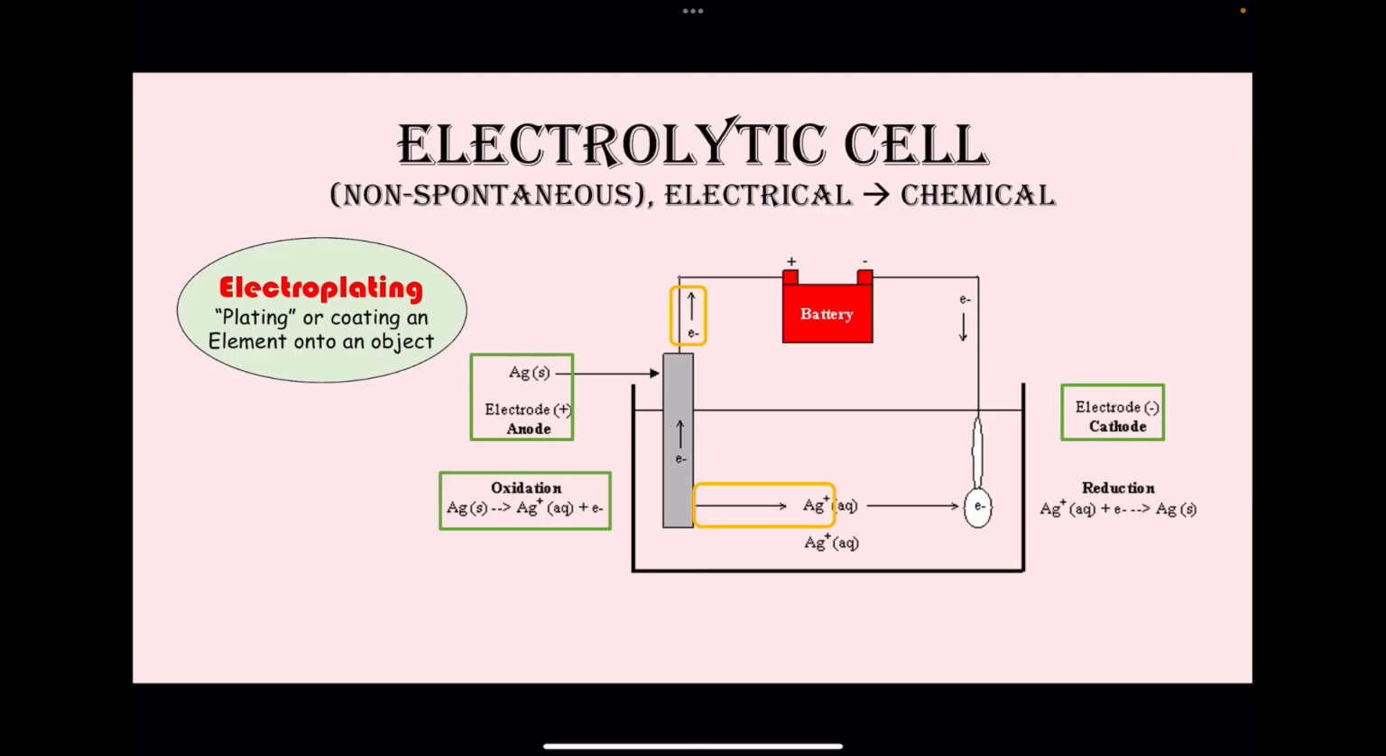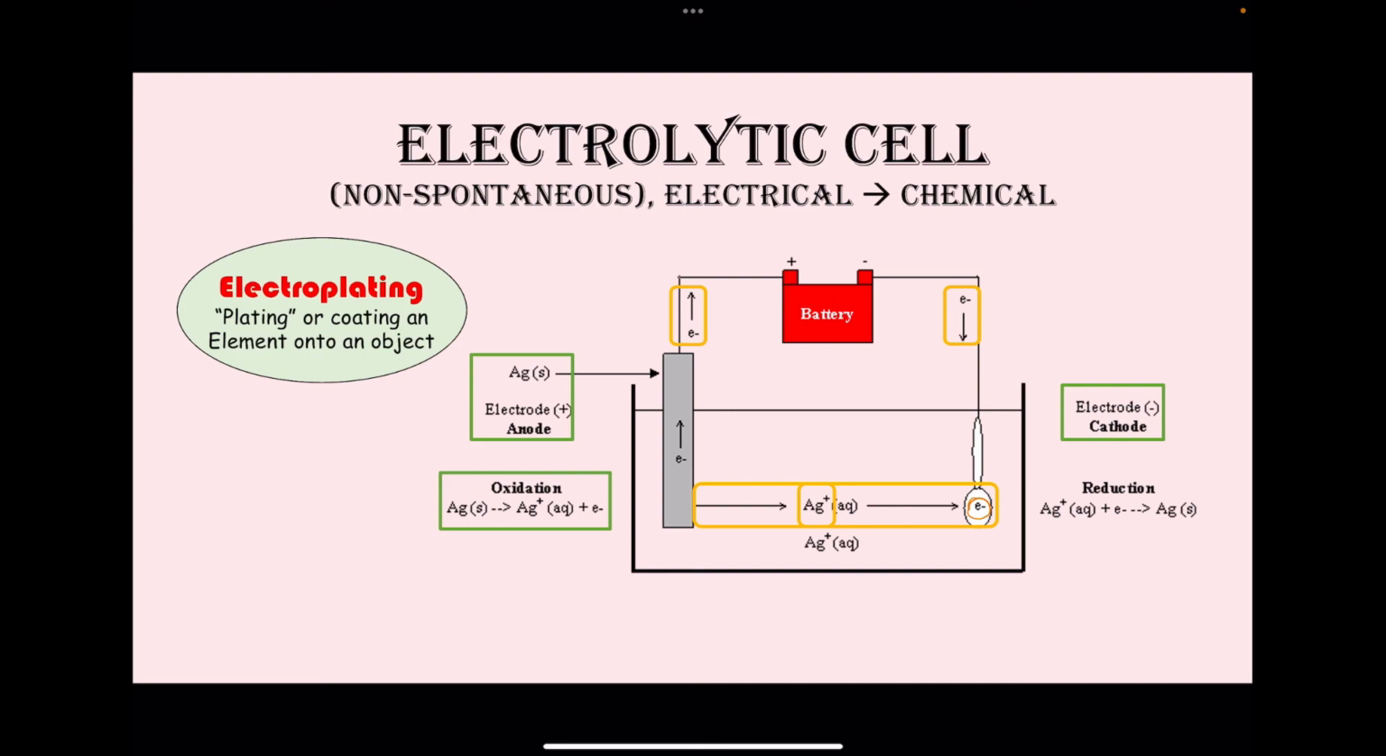So this is what the equation is going to look like for the oxidation reaction. The silver in the solid form is converting into silver ion, and it's also losing the electrons. So the cathode is going to be gaining the electrons, and once it gains the electrons, this electron that we have on the spoon is going to attract the silver ions that are in the solution. So those silver ions are going to get deposited on the cathode.